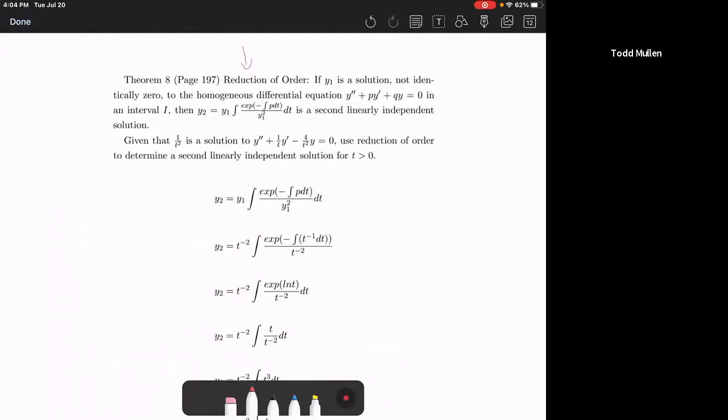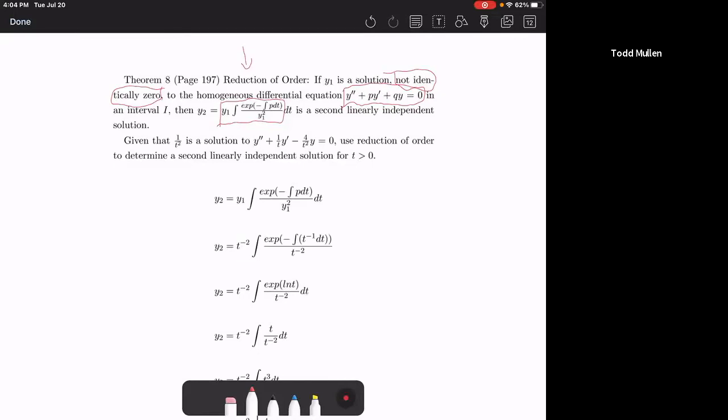This is called reduction of order, and it's on page 197. If y1 is a solution to the homogeneous, so not identically 0 here. If y1 is a solution, and it can't be 0, to the homogeneous differential equation y double prime plus p y prime plus q y equals 0 in an interval I, then y2 equals y1 times the integral of e to the power of the negative integral of p, divided by y1 squared, is a second linearly independent solution.